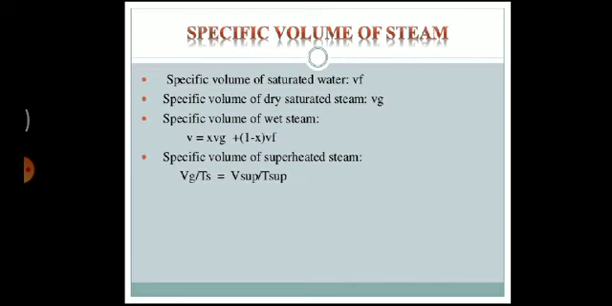Specific volume of steam, another property is specific volume. Specific volume of saturated water is Vf. Specific volume of dry saturated steam is Vg. Specific volume of wet steam is V is equal to x Vg plus (1 minus x) Vf. Specific volume of superheated steam, Vg by Ts is equal to V superheated by T superheated.